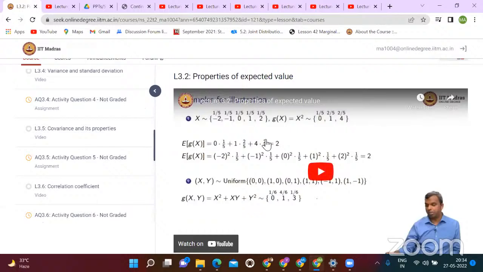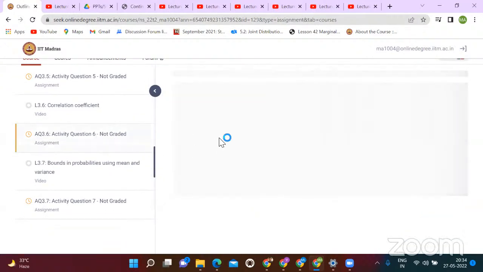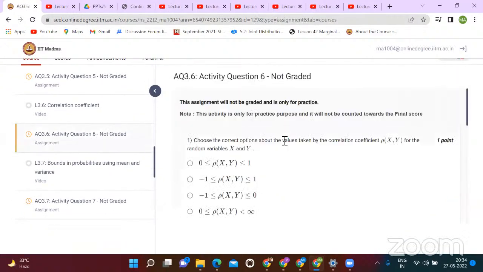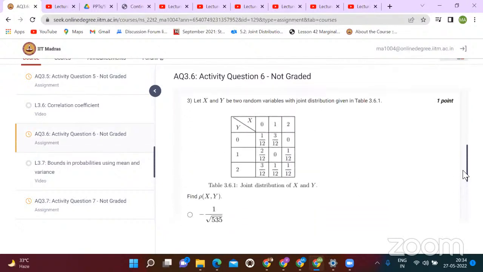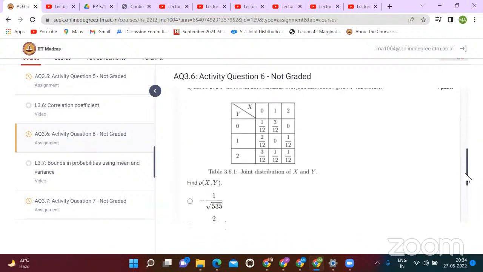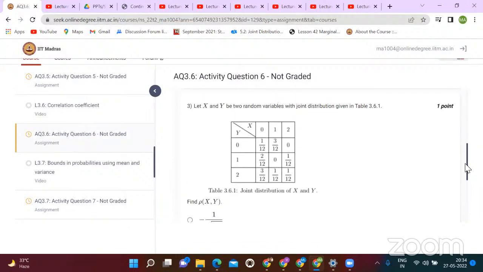Sir, I have a question on AQ 3.6. Question number 3.6. Yeah, this one, the last one. Okay. So here you have to calculate the covariance. What is the issue in this?